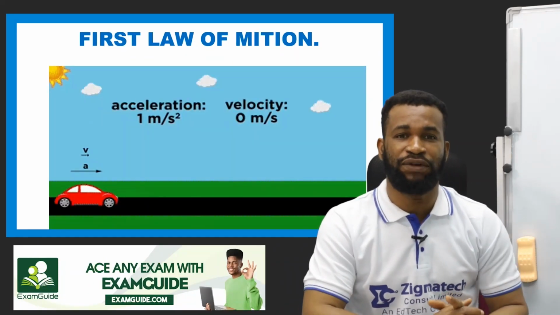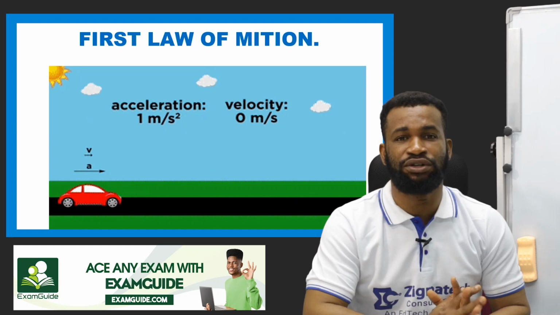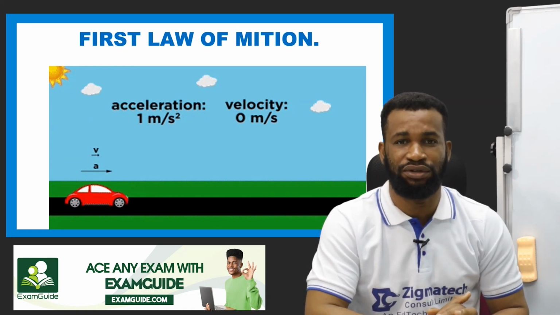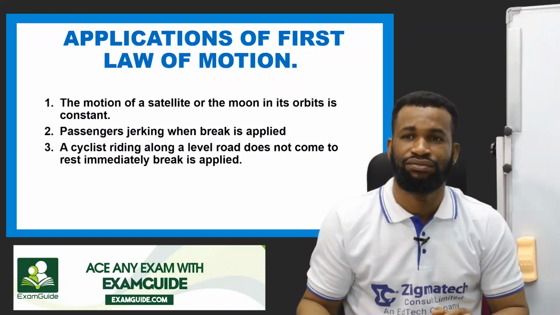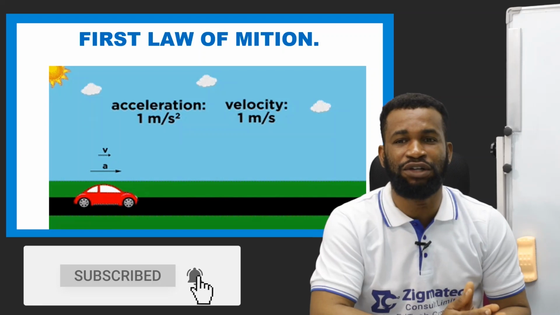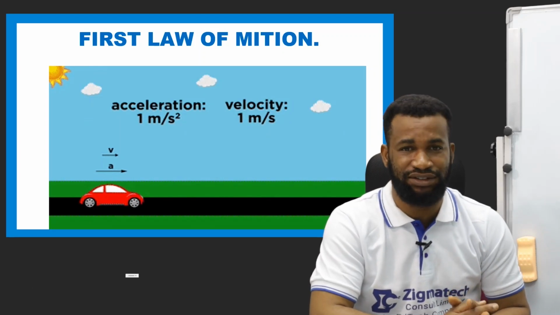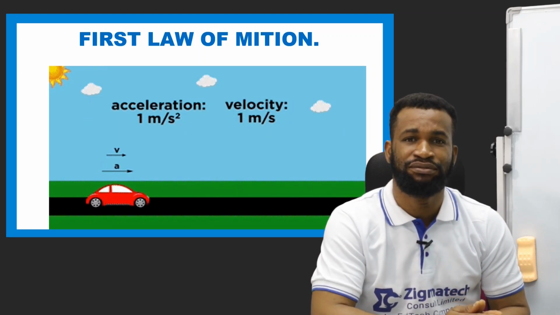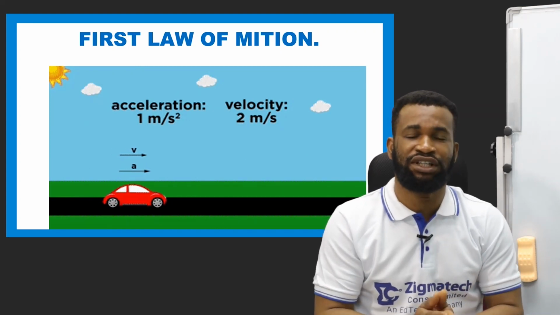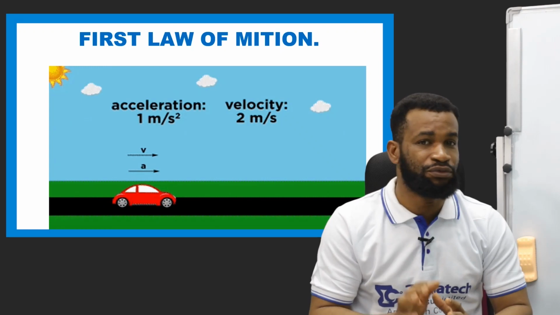Now, let's talk about the first law of motion, which is mostly called the law of inertia. Newton stated that every body will continue to be in its state of rest until it is acted upon by an external force. That means a body can continue in its state of rest forever.